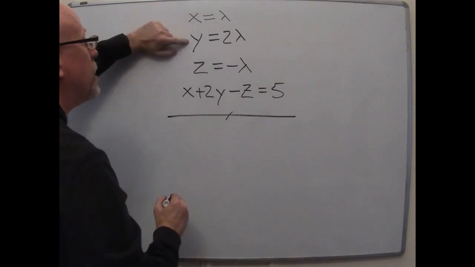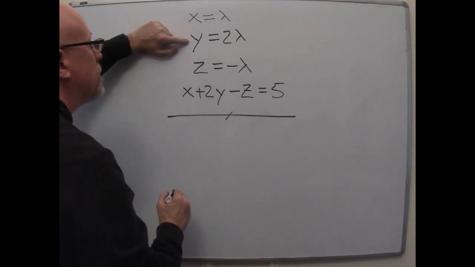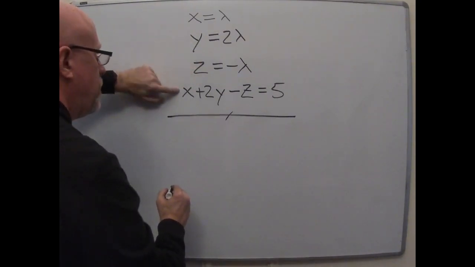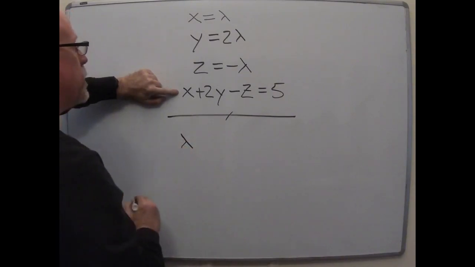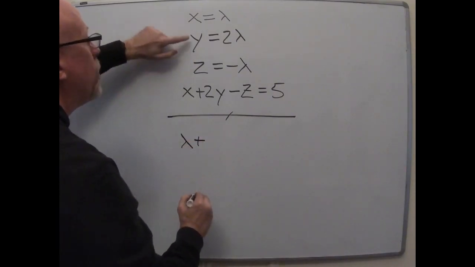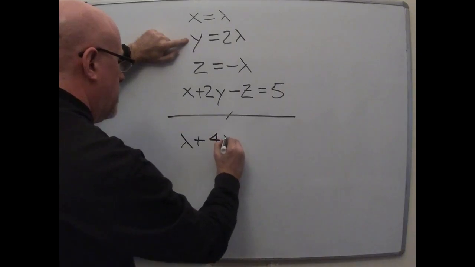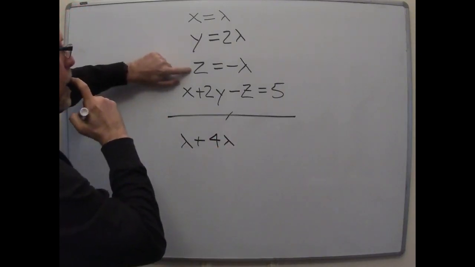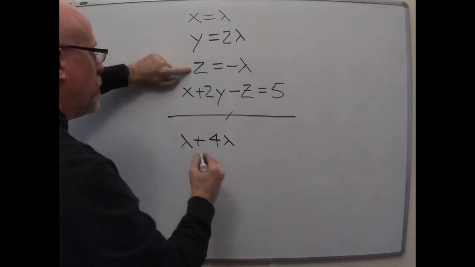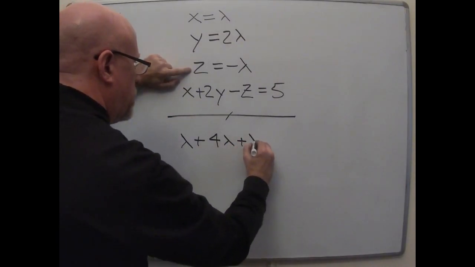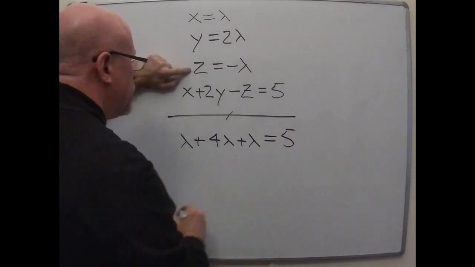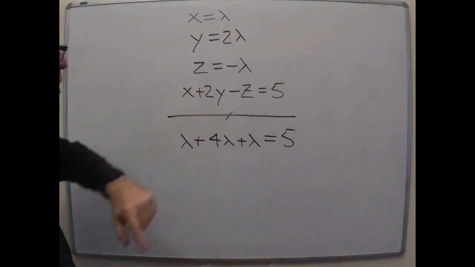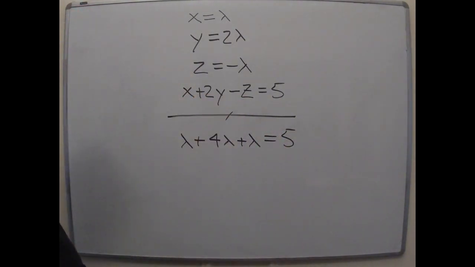x is lambda, y is equal to 2 lambda, z is equal to minus lambda. Let's look at this last equation if we just rewrite everything in terms of lambda. The x becomes a lambda. Twice y will be 4 lambdas. And then negative z is equal to lambda. And that should be 5. I just replaced x, y, and z with what they're equal to in terms of lambda.